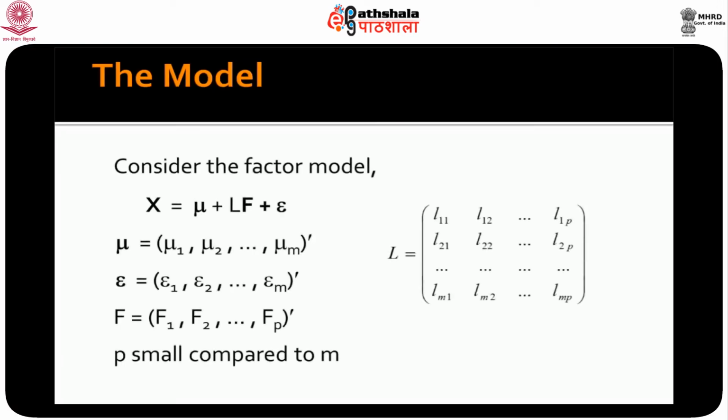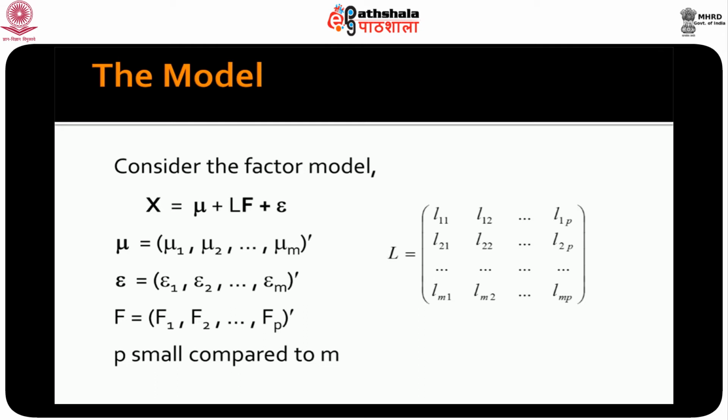Today we will be looking at the estimation of the parameters of the orthogonal factor model that we introduced in the last class. Remember that the orthogonal factor model was the observation vector x equal to mu plus L into f plus epsilon, where f consists of the factors, which are p in number and much less than the m number of variables that we have. Mu is the mean of the process and L is the loadings of each of these factors onto the corresponding variable. Epsilon are the specific factors, sometimes referred to as the errors.